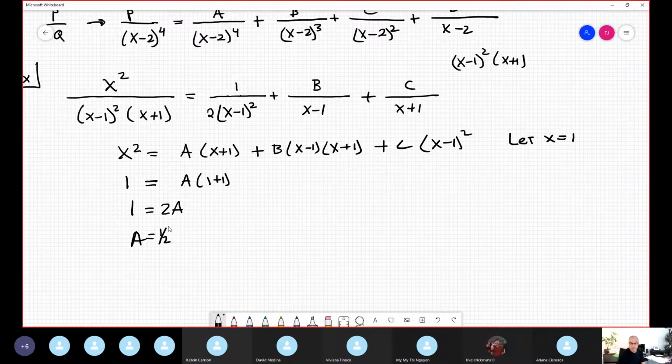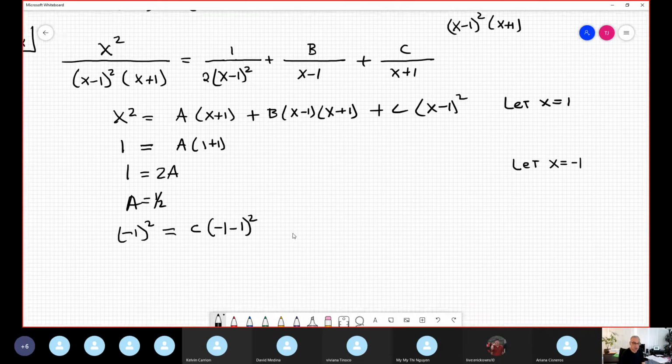Now let's do another smart value that is negative 1. X equal negative 1. So negative 1 squared is 1, so substitution in this expression is equal. So that part is gone, but that part no. Okay, because negative 1 plus 1 is 0, no? And negative 1 plus 1 is 0. So stay alive only C part is C negative 1 minus 1 squared. Okay, not bad. So negative 1 squared is 1, and negative 1 minus 1 is negative 2, and negative 2 squared is 4, 4C. Therefore C is 1 quarter, 1 over 4.